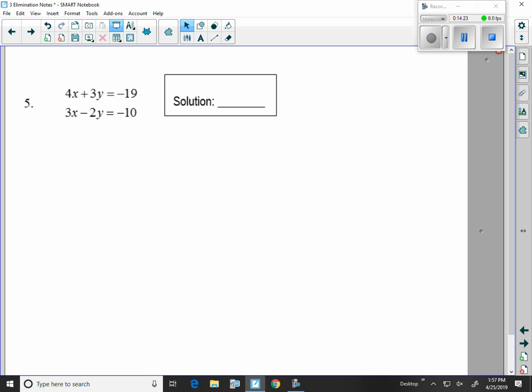Okay, if you want to type in Desmos and check your answer, that's fine. But just so you know, when you take the quiz on this stuff, you're going to have to know the whole process. We're going to grade you on the process, okay? You'll have a substitution question and an elimination question.